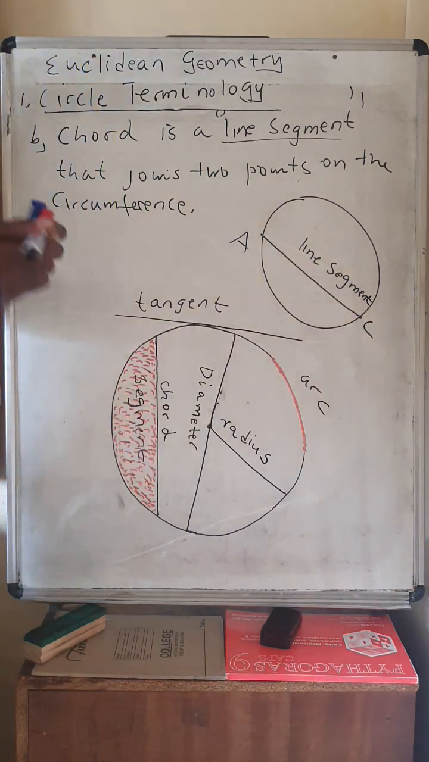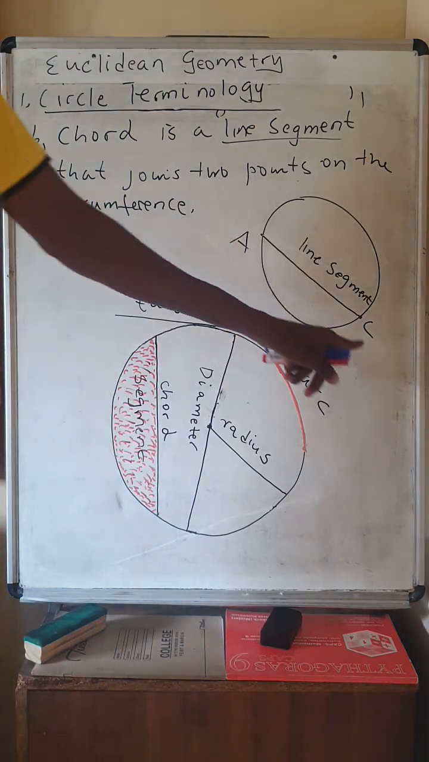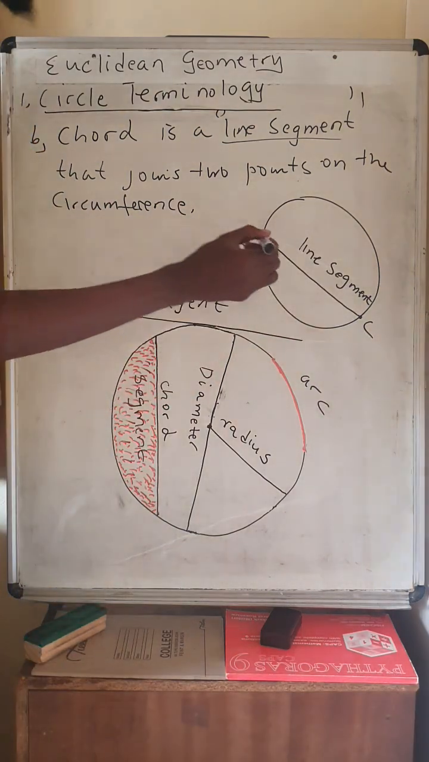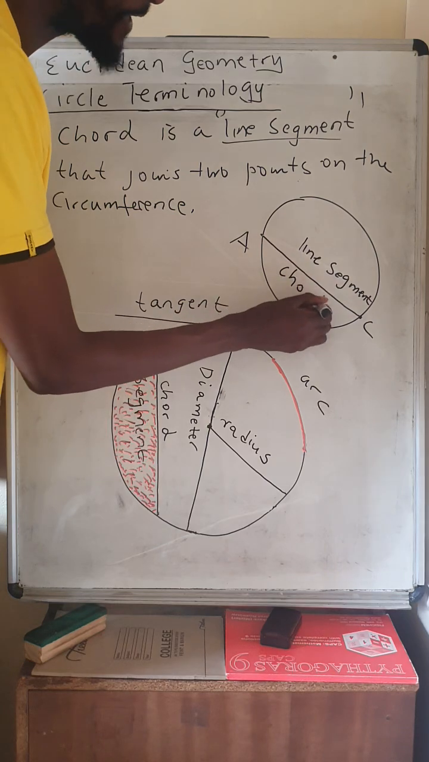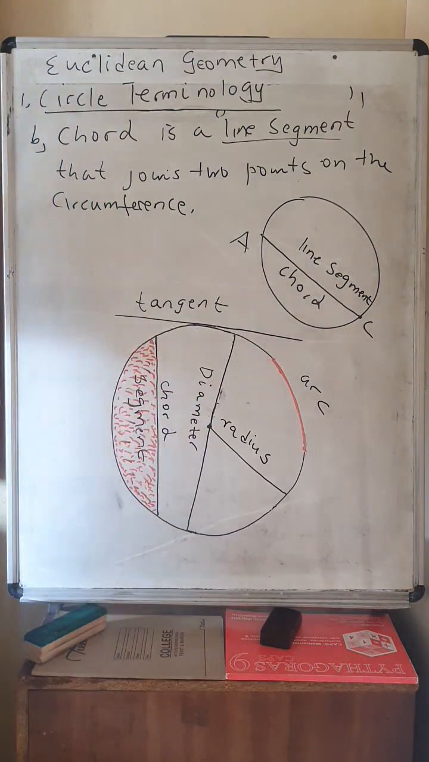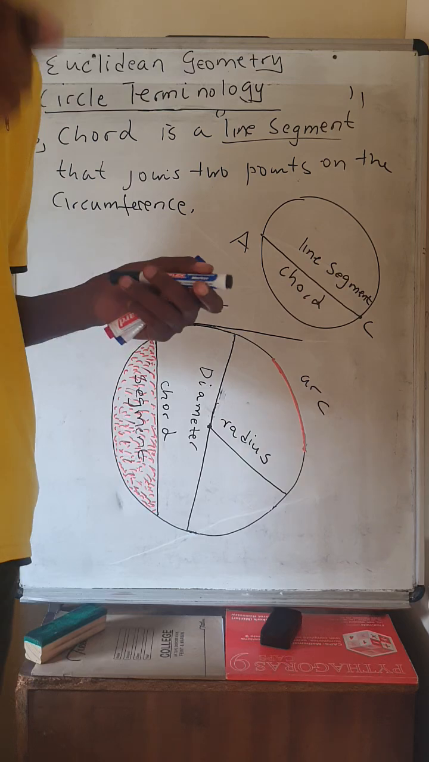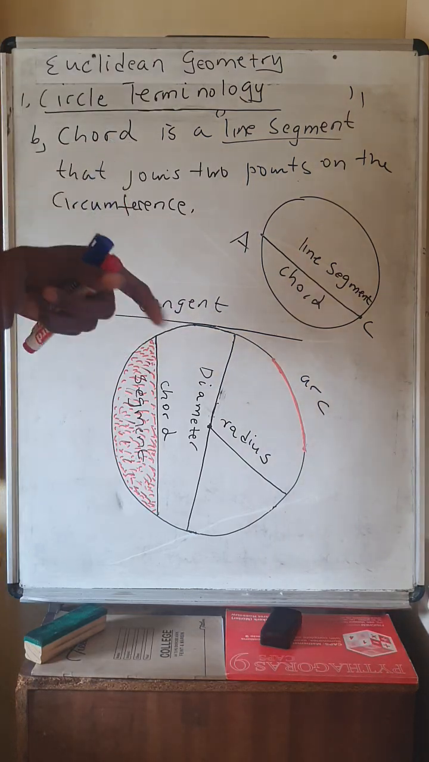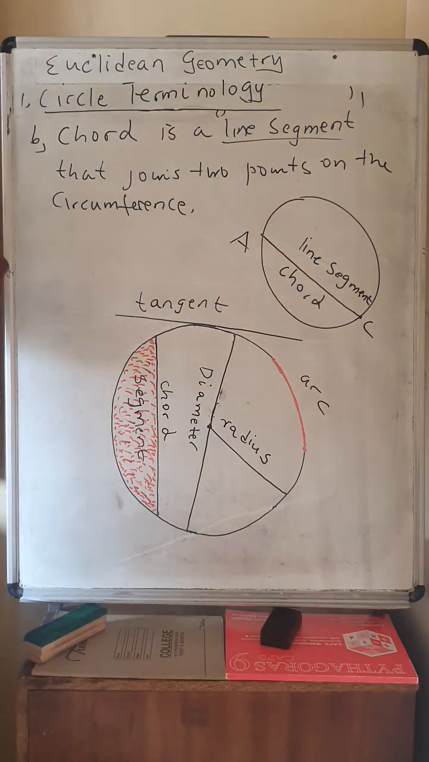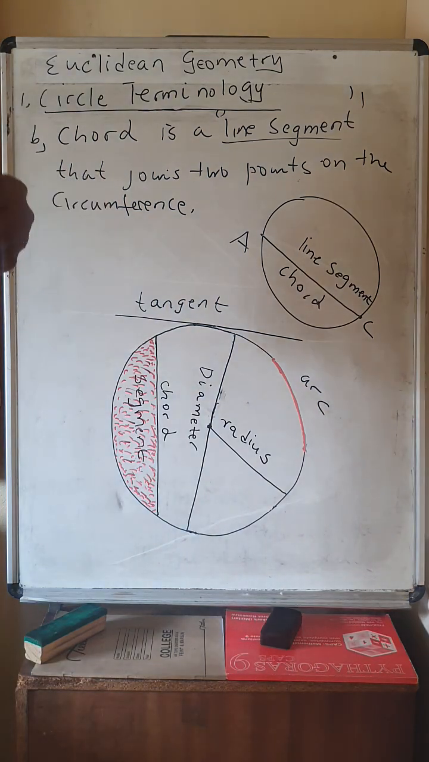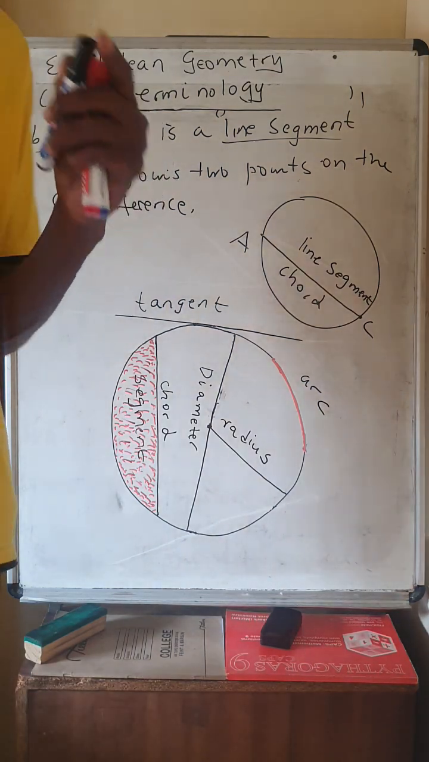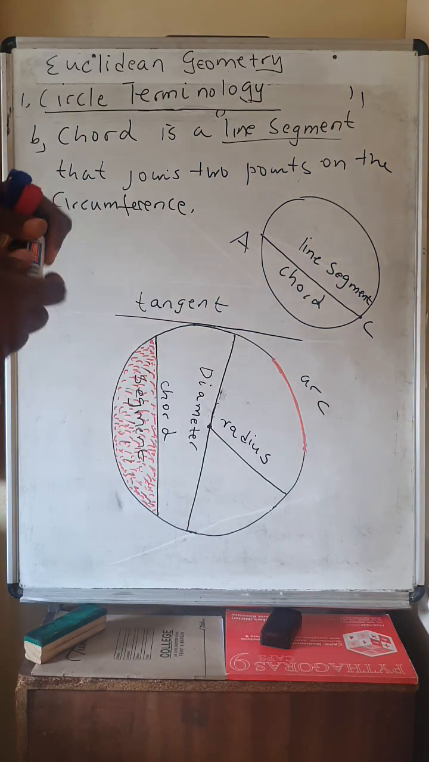If I have a line segment joining A and C, then this line segment will be called what? It will be called a chord. Why am I calling this line segment a chord? Simply because this line segment is joining two points along the circumference. Therefore, it is a chord. So that's what a chord is by definition. It's a line that joins two points along the circumference of a circle.